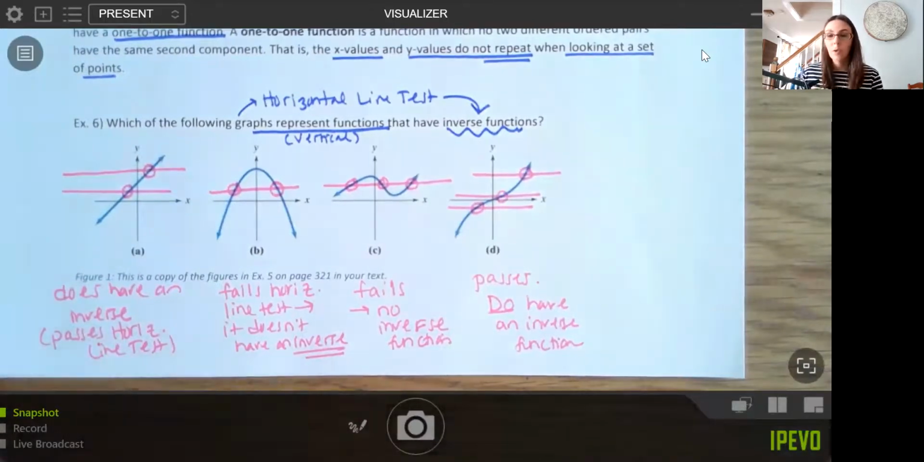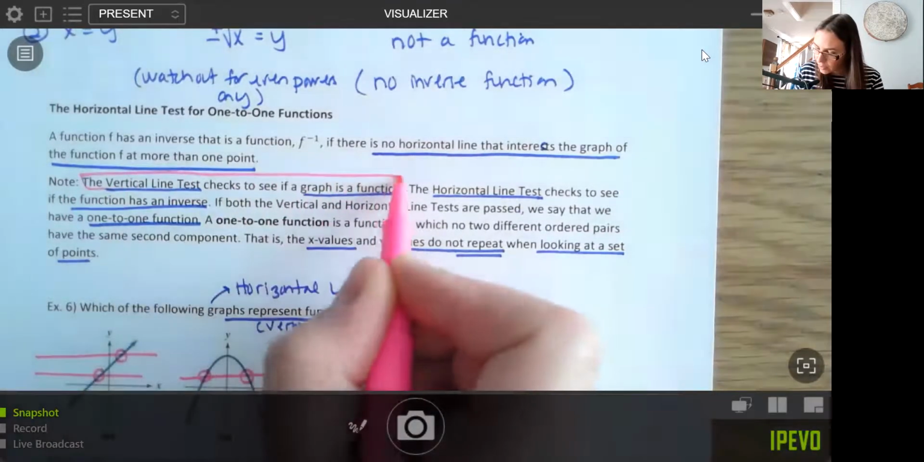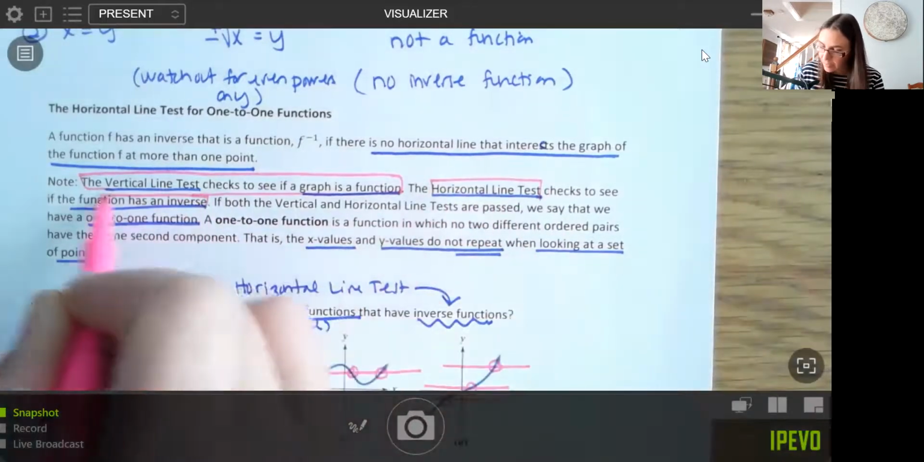Okay. So you have two different tests here. The vertical line test just tests, is it a function? And then the horizontal line test checks, does it have an inverse? Okay, so sometimes they get a little bit mixed up. Vertical line test is it a function? And then the horizontal line test to see if it has an inverse.